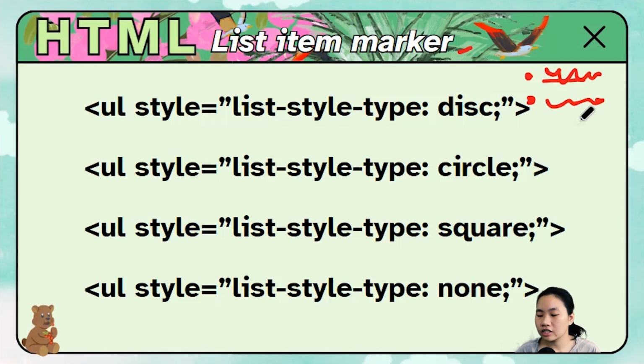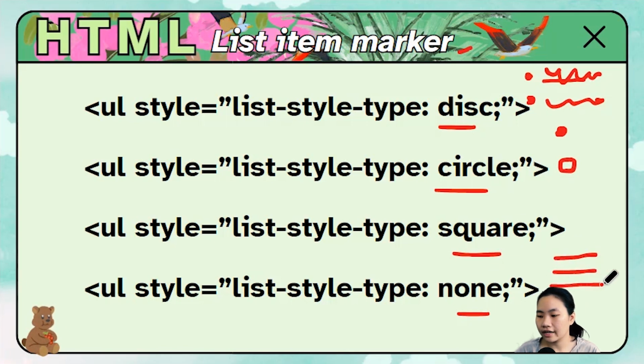Now we have a bunch that are available to us. We have the disk, which is just dots like this. We have the circle, which goes like this. Then we have the square, and we have none. So you would simply have these texts lined up like this, but there's nothing in front of them. Now I will demonstrate to you all of these list stylings in a little bit.